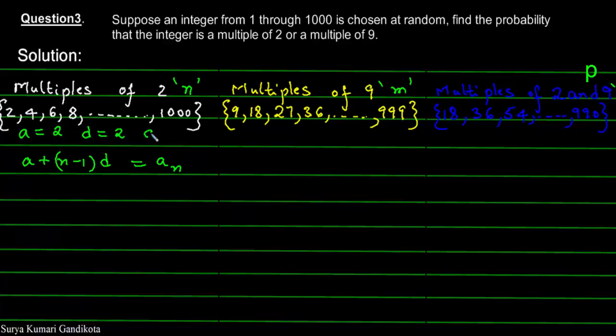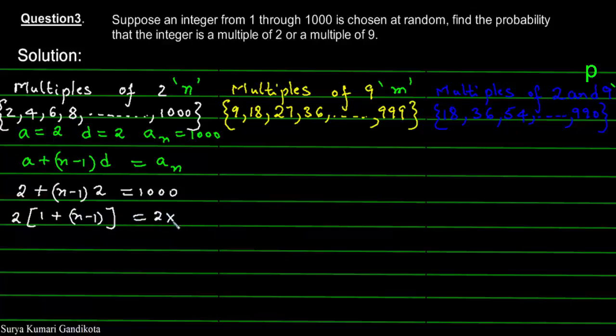And the nth term a n is the last term, 1000. Now, we know a, d and a n, so from this formula we can find n, the number of multiples of 2. Let us substitute these values in this formula. Therefore, 2 plus n minus 1 into the common difference 2 is equal to 1000. Now, observe that 2 is common throughout. If I take out that 2, then I have 1 plus n minus 1 is equal to 500, because 2 into 500 is 1000.